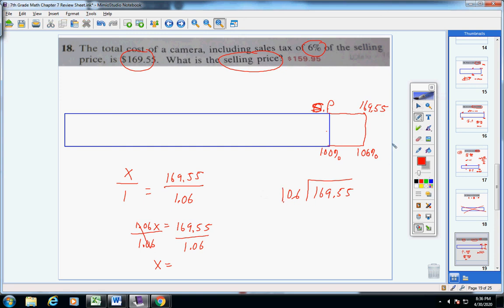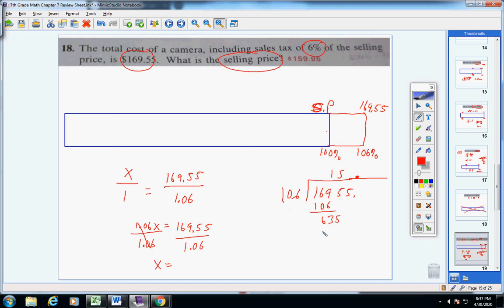Move this decimal 2 places here, and it's gone. It's over here now. And here we go. Let's see. 106 goes into 169 once. That's 106. That gives me 63. Bring down the 5. 106 goes into 635 5 times.